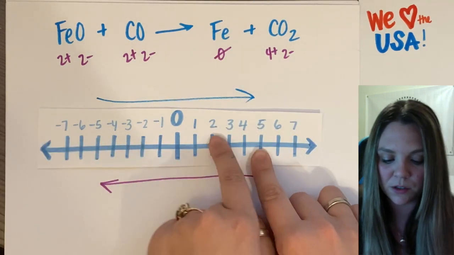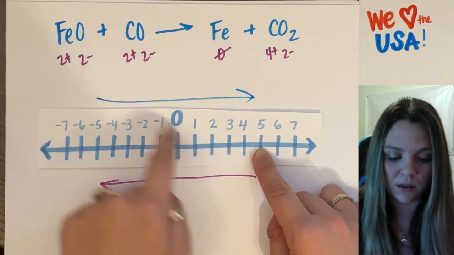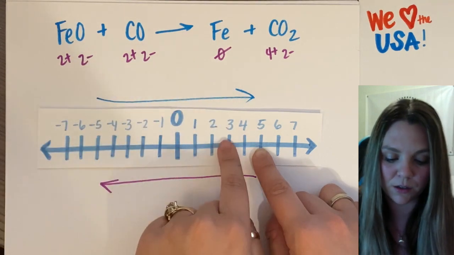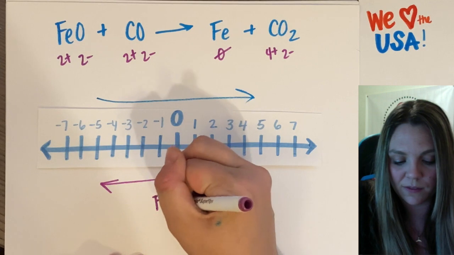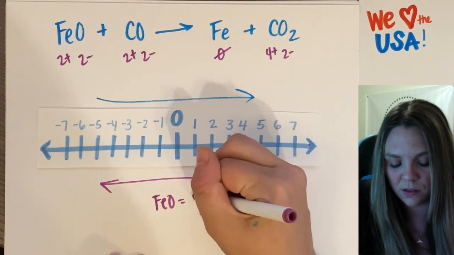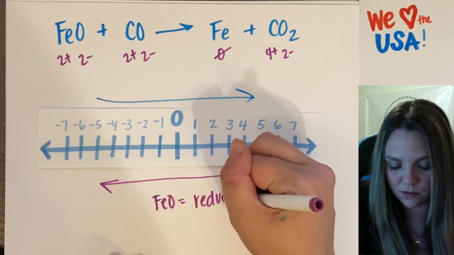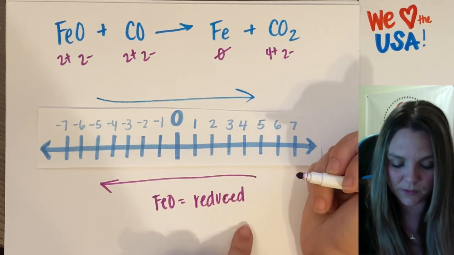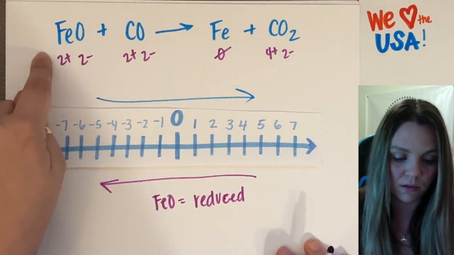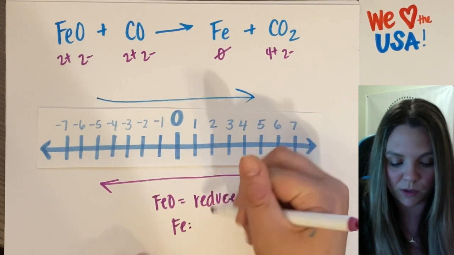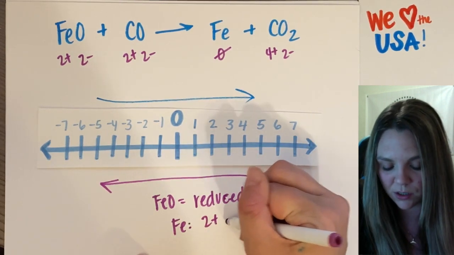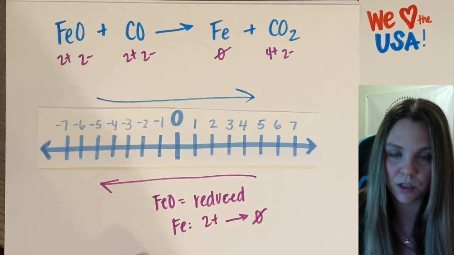So I went from +2 down to 0. My oxidation number for iron went down. It reduced. So FeO is reduced. Okay, so iron 2 oxide is reduced. Why? Because iron went from a 2 plus charge to a 0 charge. This went down.